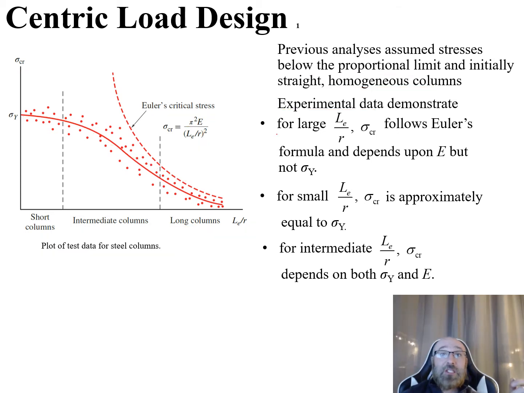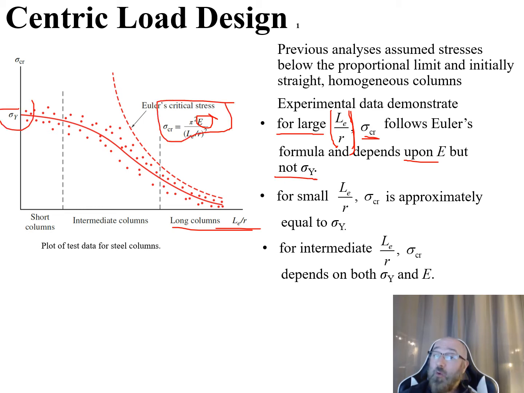Now if we're looking at these large ratios of L_E over r, out here towards our longer columns with a large effective slenderness ratio, we see that our critical stress follows Euler's formula and depends upon our modulus of elasticity, E, but not upon sigma sub Y, our yield strength. We can see that in the equation and the graph. Contrary to that, for a small L_E over r ratio, coming over here on our short columns, our critical stress is approximately equal to sigma sub Y, our yield strength. For these short columns, it is pretty close to that value.